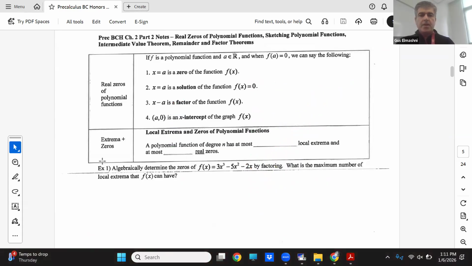Okay, let's talk about factors. That's important. And there's all these different terms you can use for solutions. They could be called x-intercepts. They could be called a solution or a zero of the graph, or x minus a could be called the factor of the function.